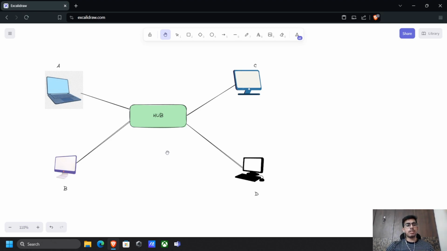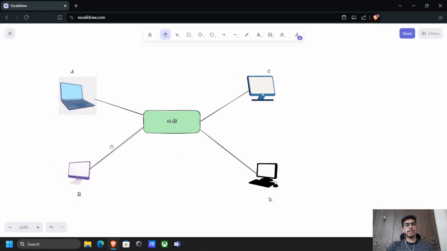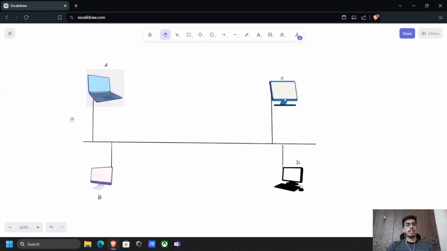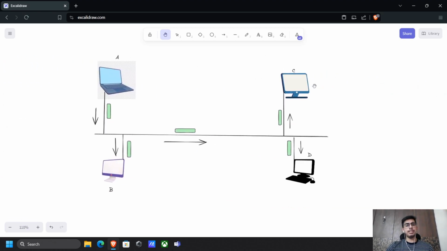In the networks of the yesteryears, we had something called a hub to which every device gets connected. And if you were to dissect this hub, it would look something like this. Each device is connected to every other device in the network via a common channel. This means if A were to send something to C, not only would C receive that, but B and D would receive those as well, right?